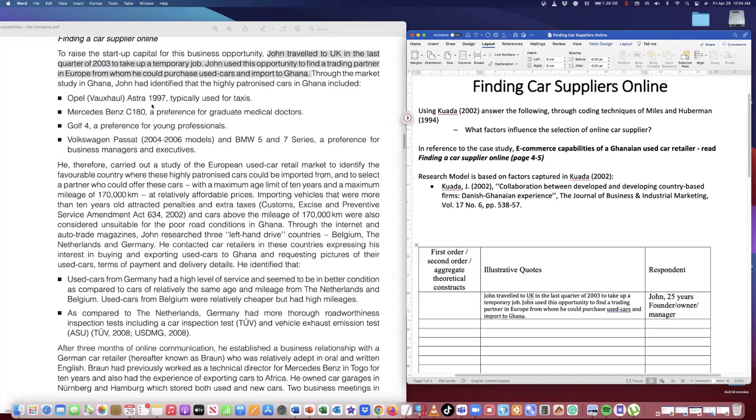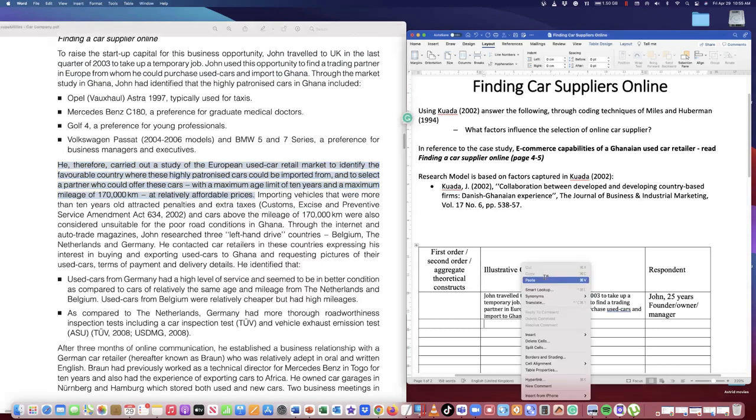Let's continue. Through the market study in Ghana, John identified that the highly patronized cars in Ghana included this and that and that. He therefore carried out a study of the European used car retail market to identify the favorable country where patronized cars could be imported. Is this sentence relevant for choosing a place? Very relevant. So let's copy this one too. Now, in the exam hall, you may not need to write all of this. We'll put every sentence as a number, do you understand me? So that you can write the relevant number.